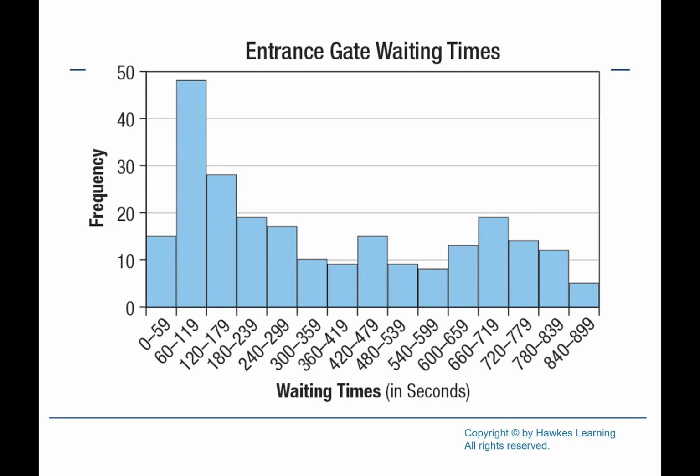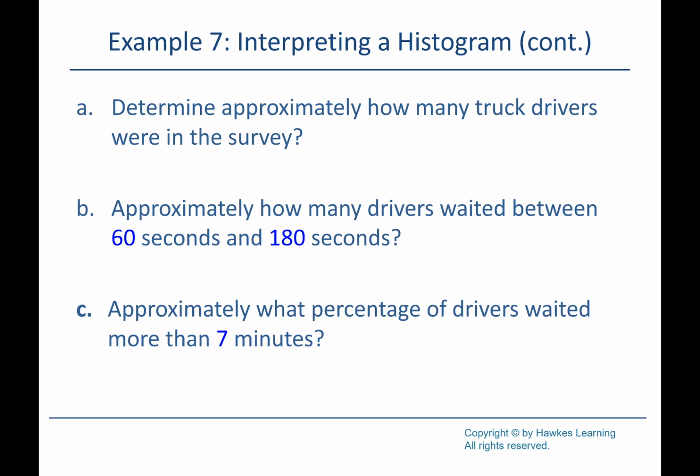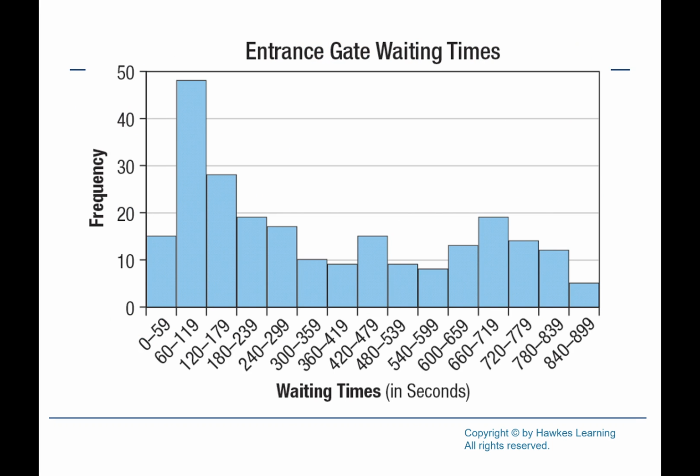So let's think about some questions off of this graph. Again, they're not too tough. Let's see. So A says determine approximately how many truck drivers were in the survey. And we're just estimating, right, based on the height of the bars. We do have a lot of bars we have to estimate here.